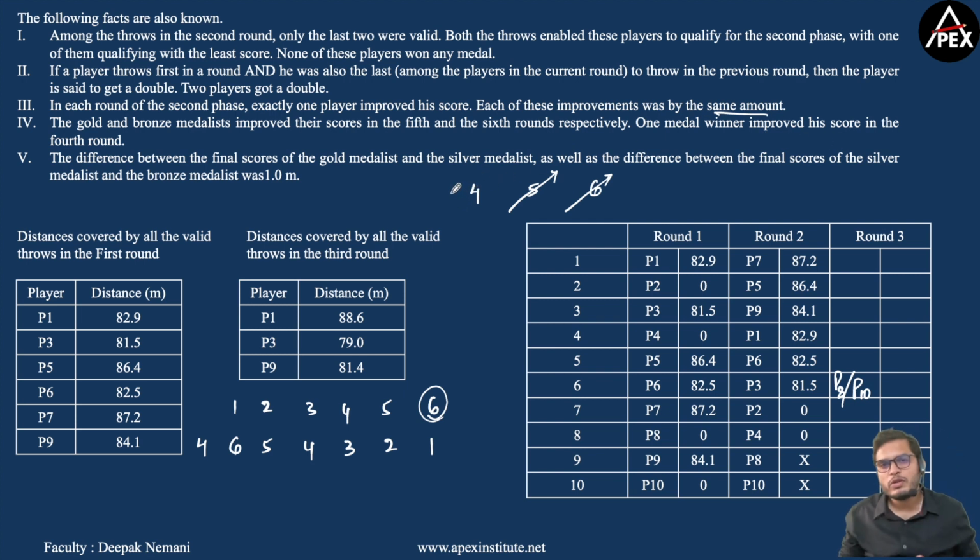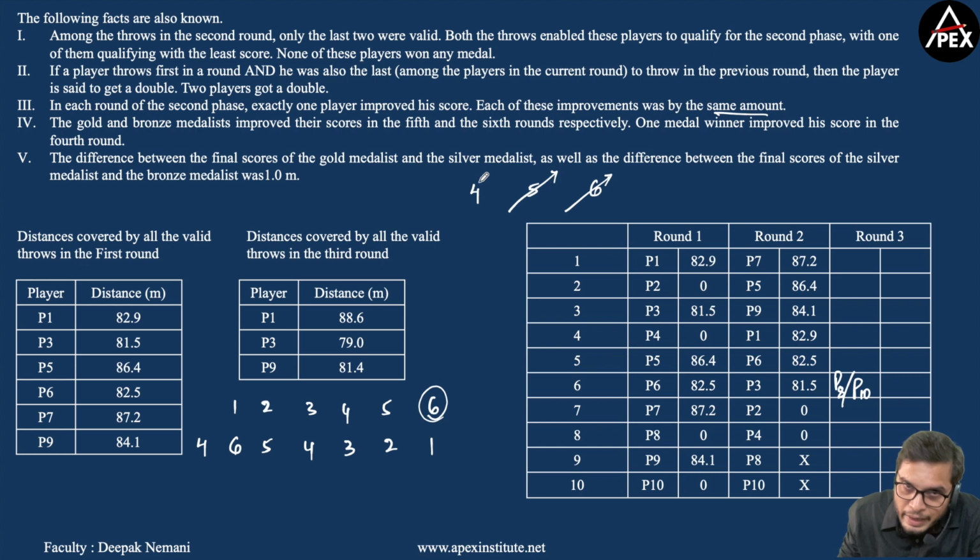Most of the students consider this person to be the silver medalist, but it is not mentioned that the other medal winner improved his score in the 4th round. No, it is not mentioned that way. Now we have a medal winner improving his score in the 4th round.